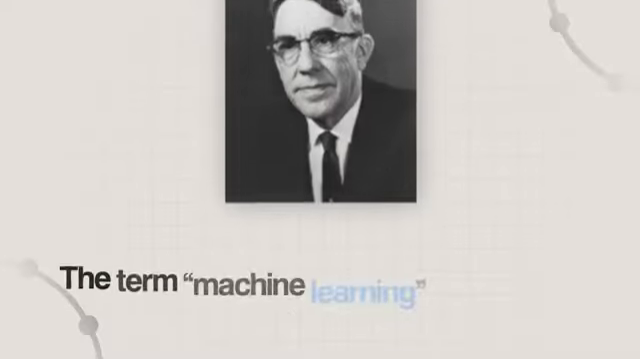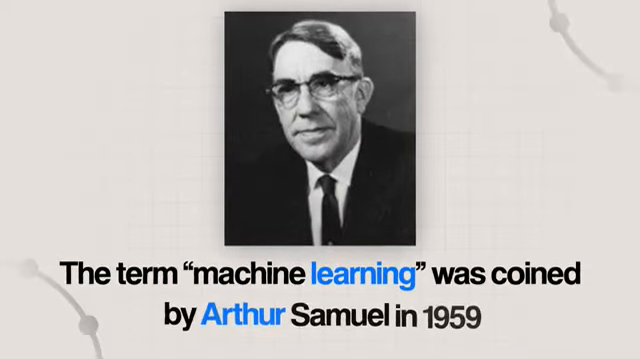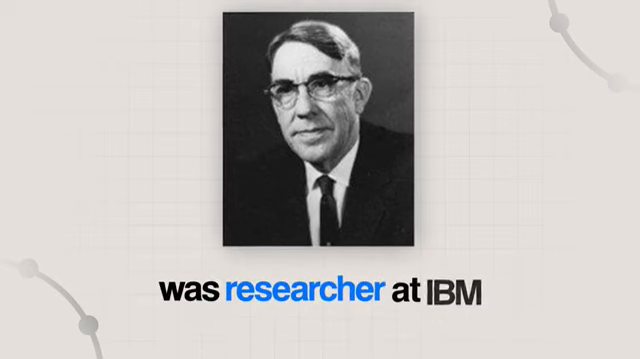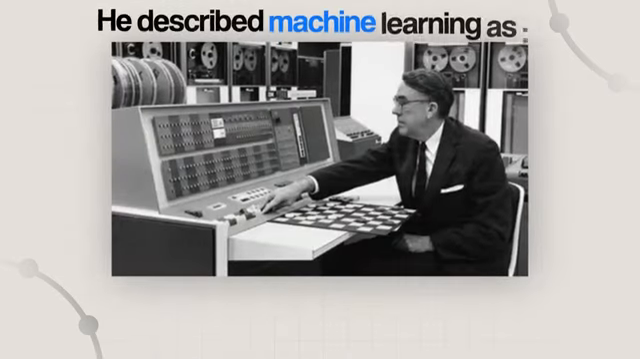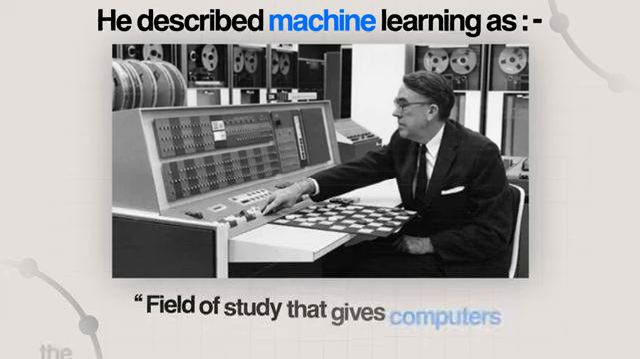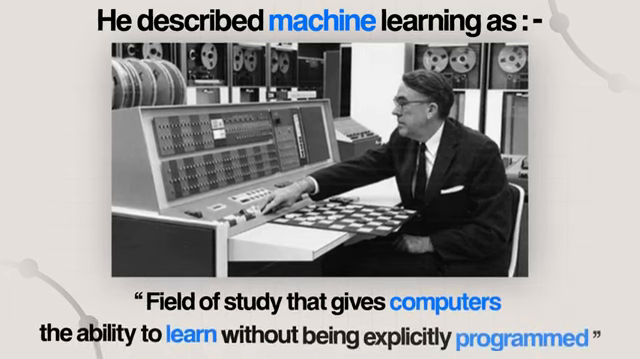The term machine learning was coined by Arthur Samuel in 1959, who was a researcher at IBM. He described machine learning as a field of study that gives computers the ability to learn without being explicitly programmed. It's essentially a collection of algorithms and computational methods that learn from past experiences, or in our case, past data. Typically, the higher the quality and quantity of data, the better these computers and algorithms can learn, because there's more information and the information is more accurate.